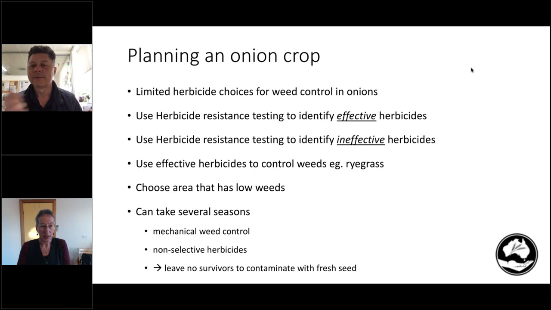Okay. So single gene resistance is also a reason it happens quicker. People often use higher rates. It occurs quicker. Yeah. And using higher rates of an active ingredient doesn't make a difference. That's right. Absolutely.